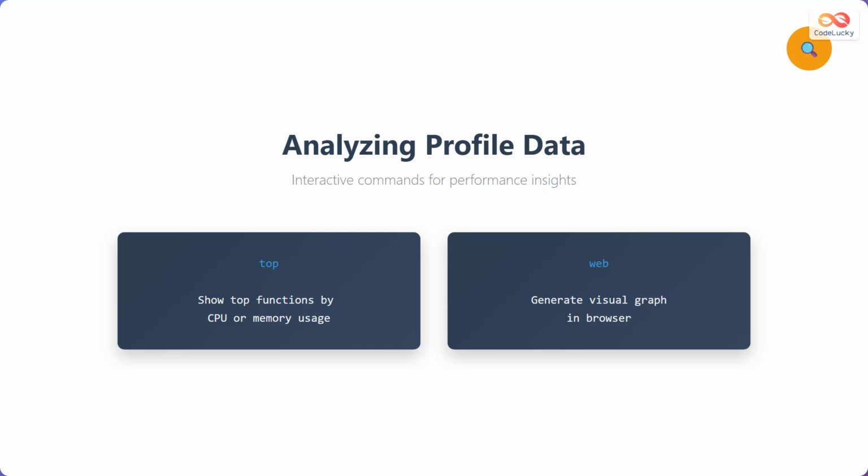The web command is particularly helpful as it generates a visual graph that opens in your web browser. This graph shows the call relationships between functions and highlights the most resource-intensive paths through your code using flame graphs and other visualizations. These visual representations make it much easier to understand complex performance patterns and identify optimization opportunities.